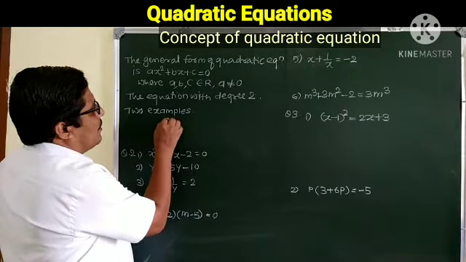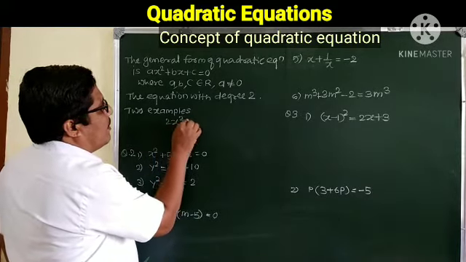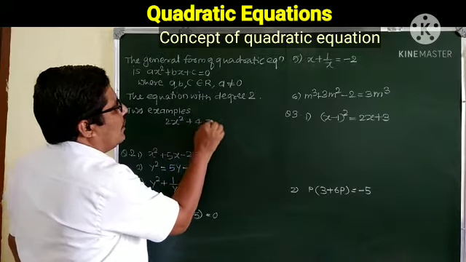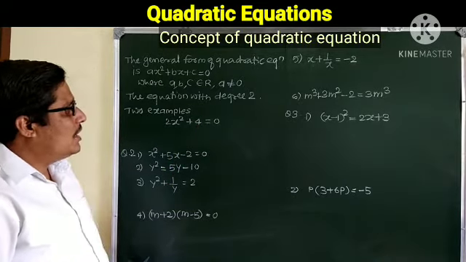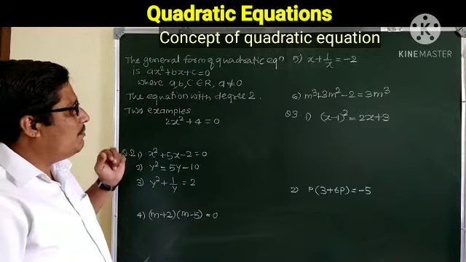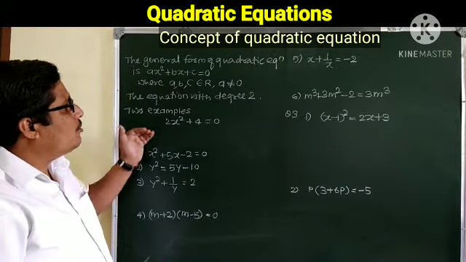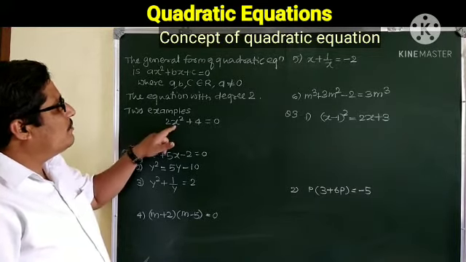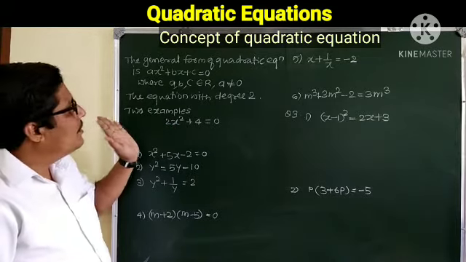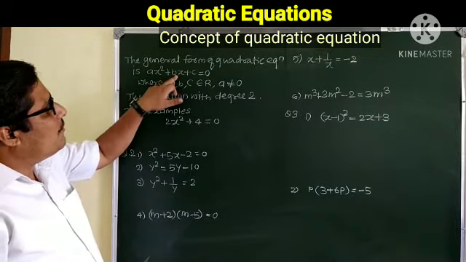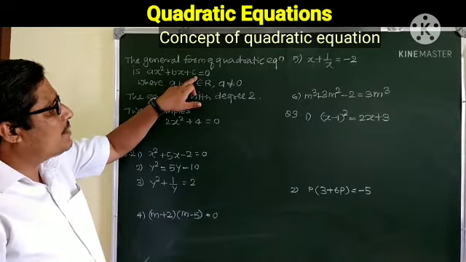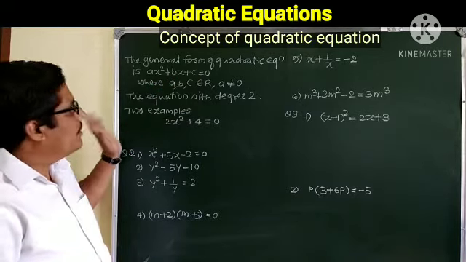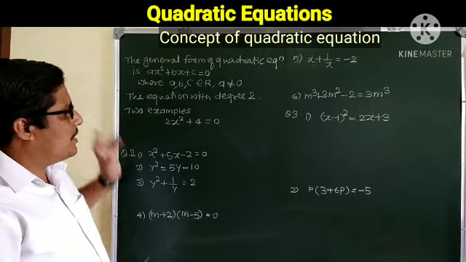Suppose 2x square plus 4 is equal to 0. This is a quadratic equation. Now, what is the minimum need of the quadratic equation? The square term must be present. Here, if the middle term or the constant is not present, that does not matter. The square term must be present.